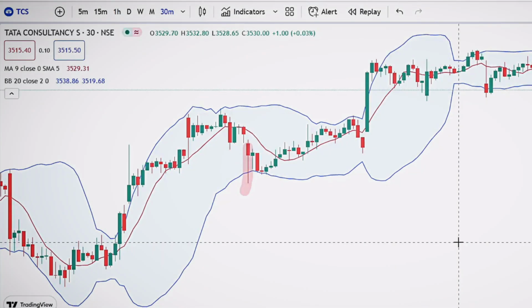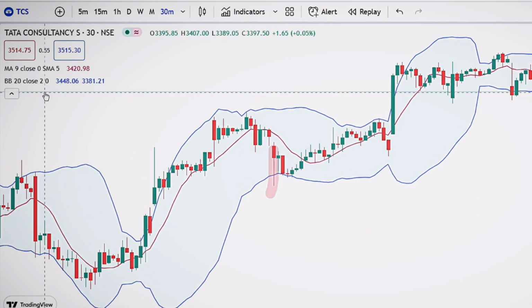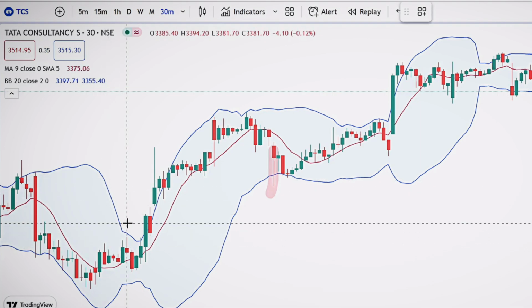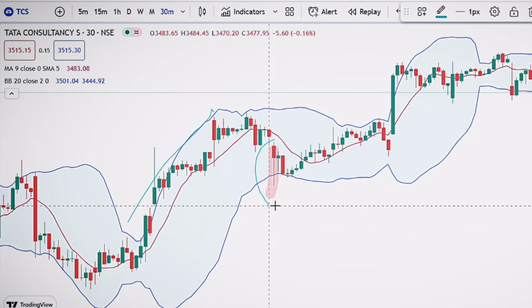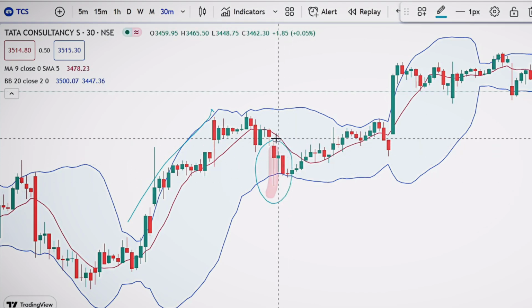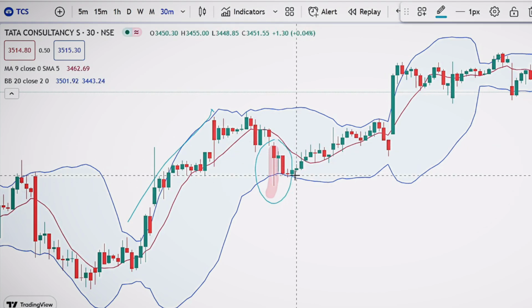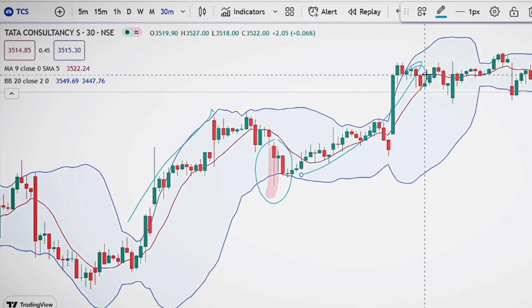Hey traders, in this strategy, we are trying to find the moment when there is a sudden move to do stop loss hunting. We all know what stop loss hunting is. Let's say, for example, I am showing you TCS on a 30-minute time frame. You will notice that the stock was going up here and suddenly there was this big red candle. This acted more like a stop loss hunting move, and after that the stock keeps going up.